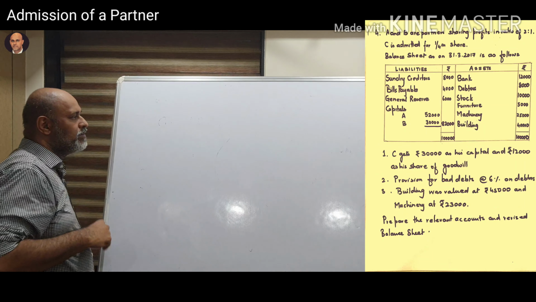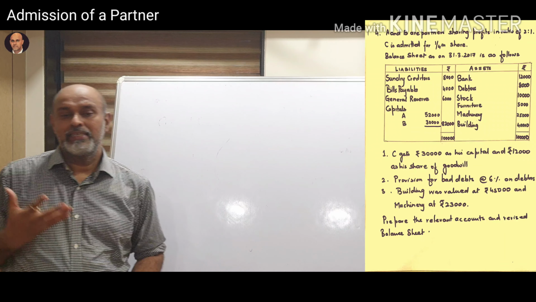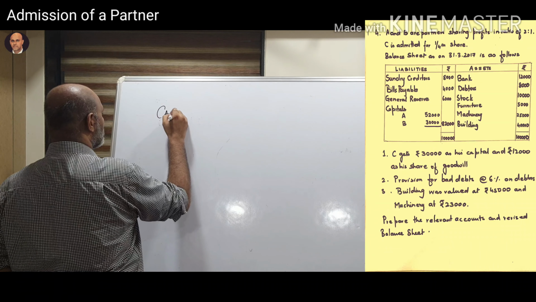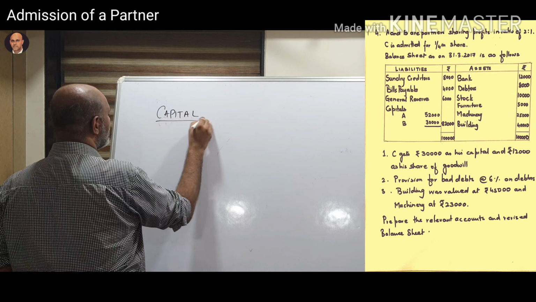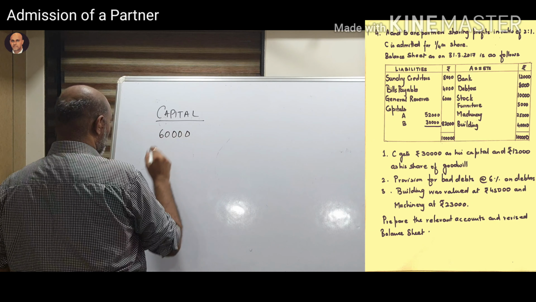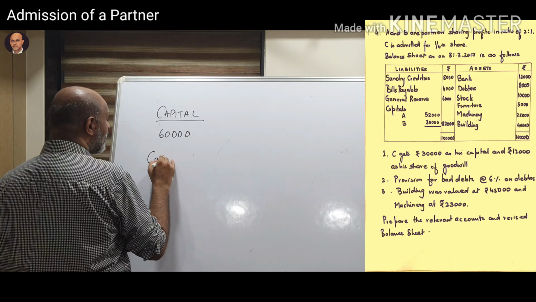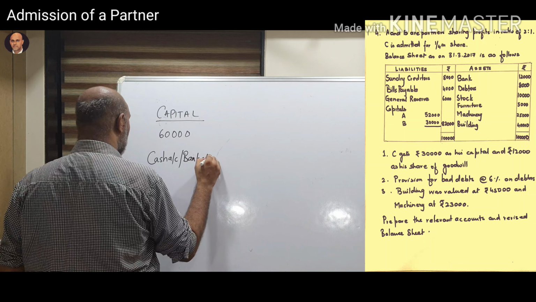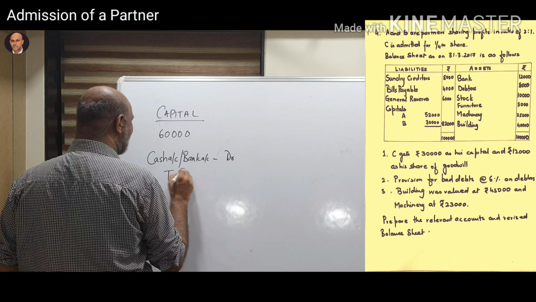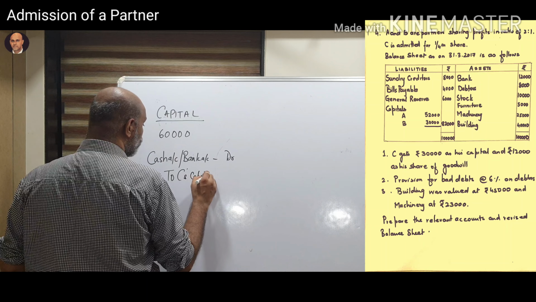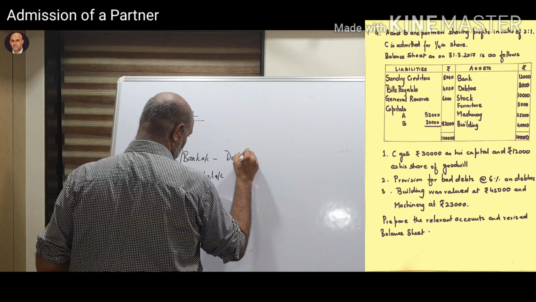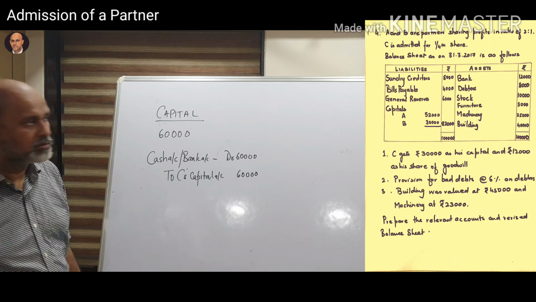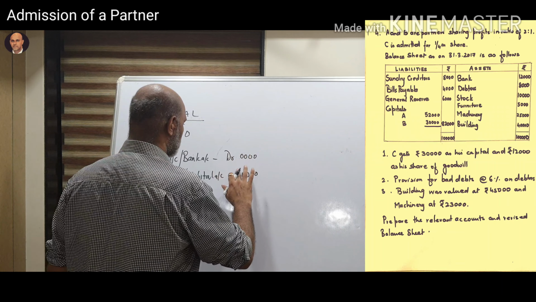Okay, now let us have a look at the adjustment. They tell that C gets 30,000 as capital. Okay, so this is the entry for capital. C gets 60,000 as capital. Okay, so the journal entry is, for the firm money is coming in, cash or bank account debit to C's capital, to C's capital 60,000. Okay, understood? Sorry, it's not 60, it's 30.